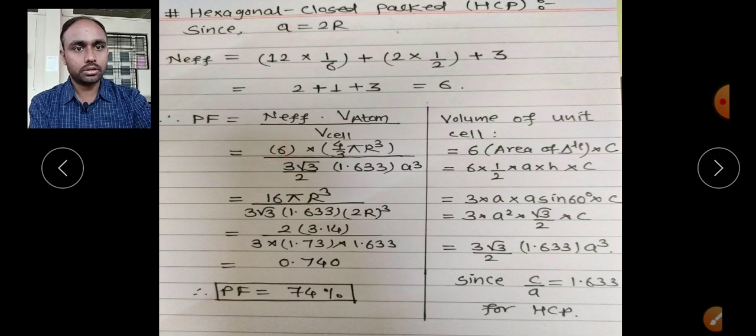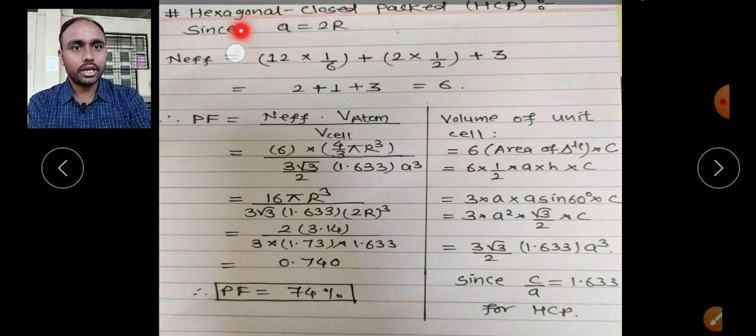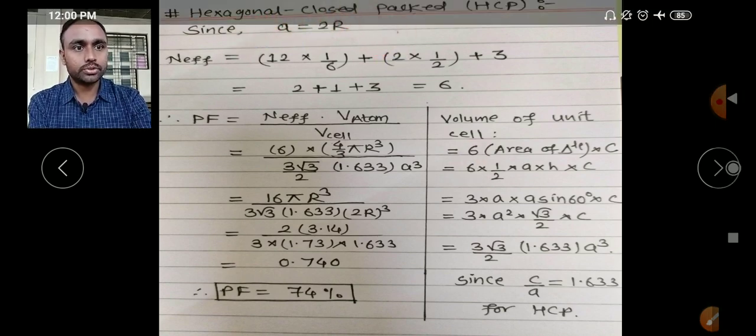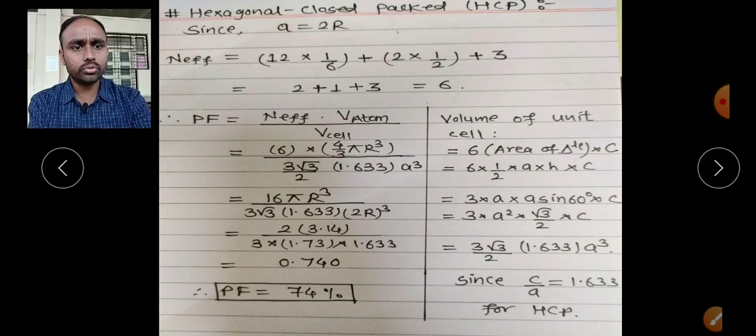6. Yes, kept volume of one atom, since atoms are spherical whose radius is r, that is why 4 by 3 pi r cube, and volume of unit cell I am keeping from this, right, 3 root 3 divided by 2 into 1.633 A cube. Okay, good. Now, what is A? A is nothing but 2r.